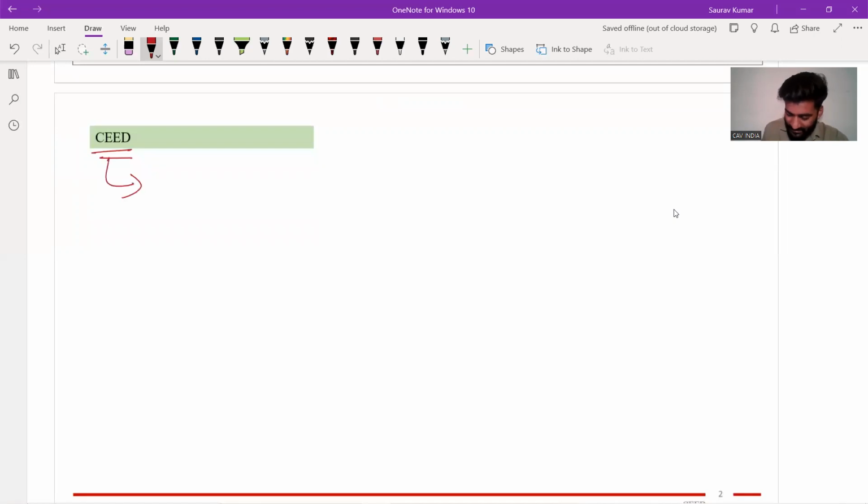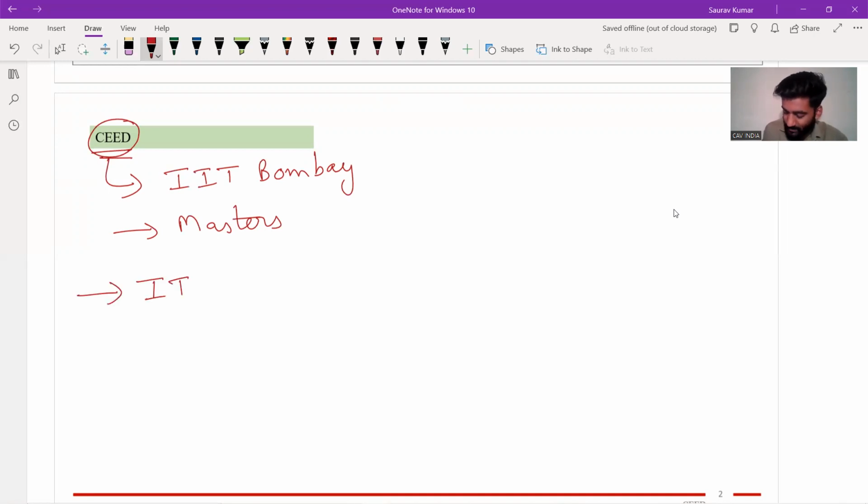So CEED exam is conducted by IIT Bombay. It is the conducting institute. You can get admission in your master's for design or your PhD. From this exam, there are also other reputed colleges which you can directly get. And those are IISc Bangalore. You can get into IDC at IIT Bombay.